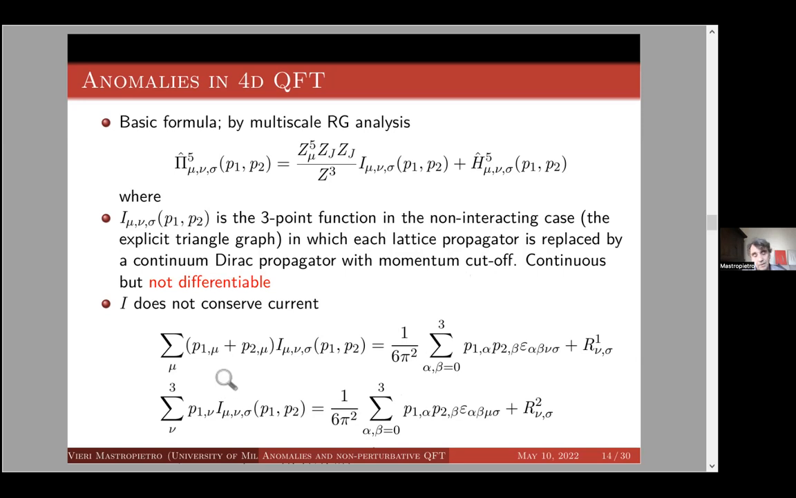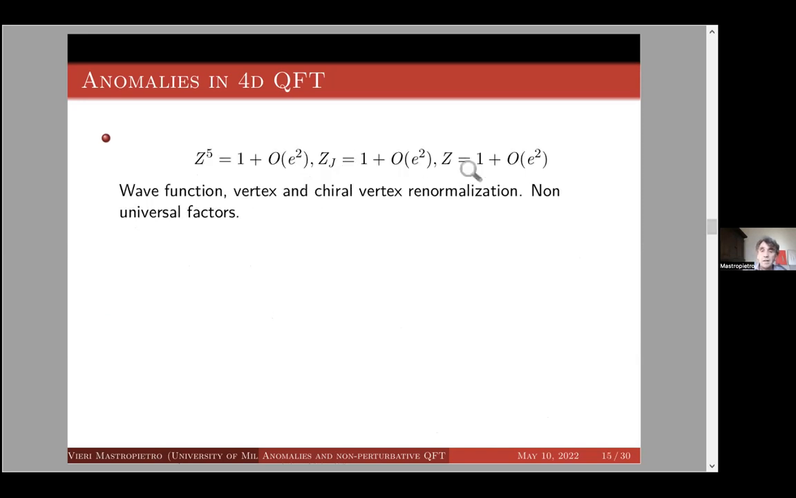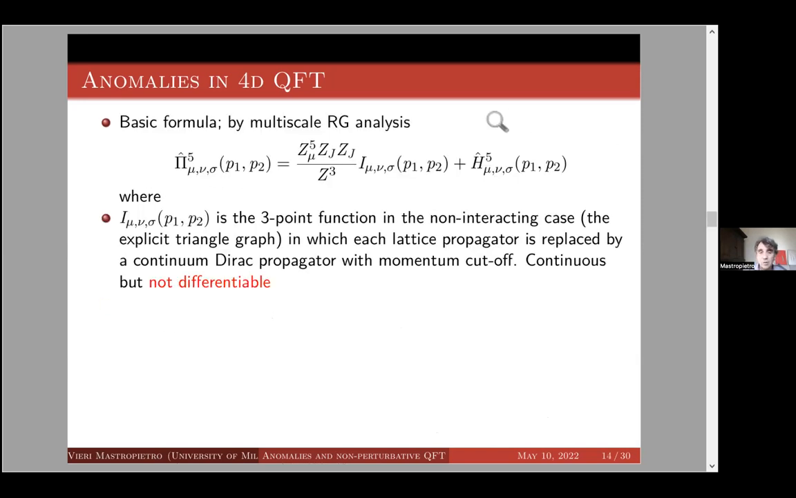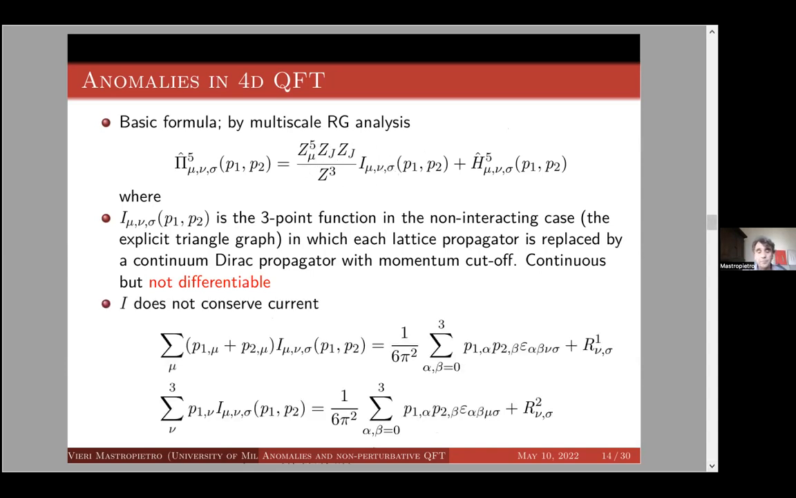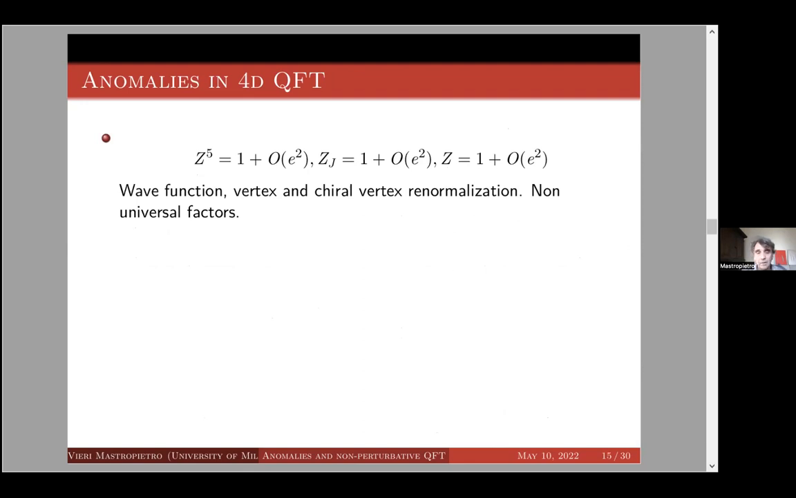You remember that on the lattice, this P1 nu, E nu would be zero because the current is not conserved, but that was because we used a lattice cutoff. If I consider this object defined with a momentum cutoff, by definition, if you do the computation, it's not conserved. So you do a computation, you get this. J5, J and J are non-trivial functions. They are non-universal. So this is the problem.